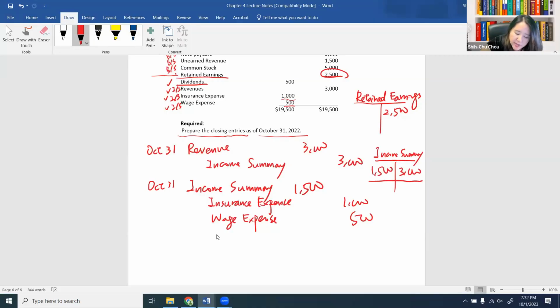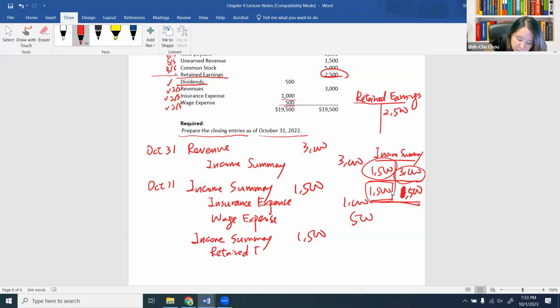Once we close our revenue and expense accounts, total revenue is 3,000 and total expense is 1,500. So currently our income summary carries a 1,500 credit balance. To close out this income summary account, we'll record the same amount on the opposite side. So we'll debit income summary for 1,500. This income summary is the net income that we generated this period, and we will transfer this amount to our retained earnings.